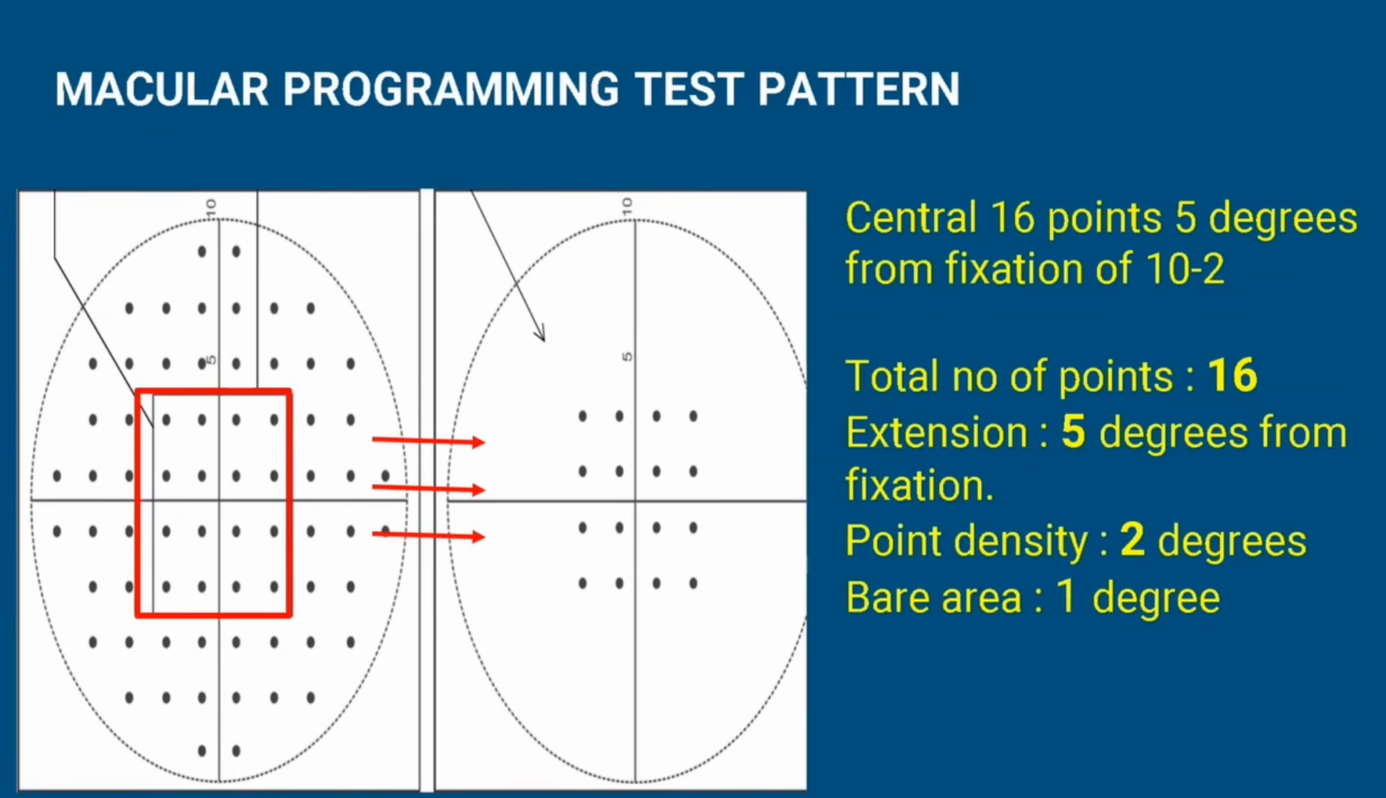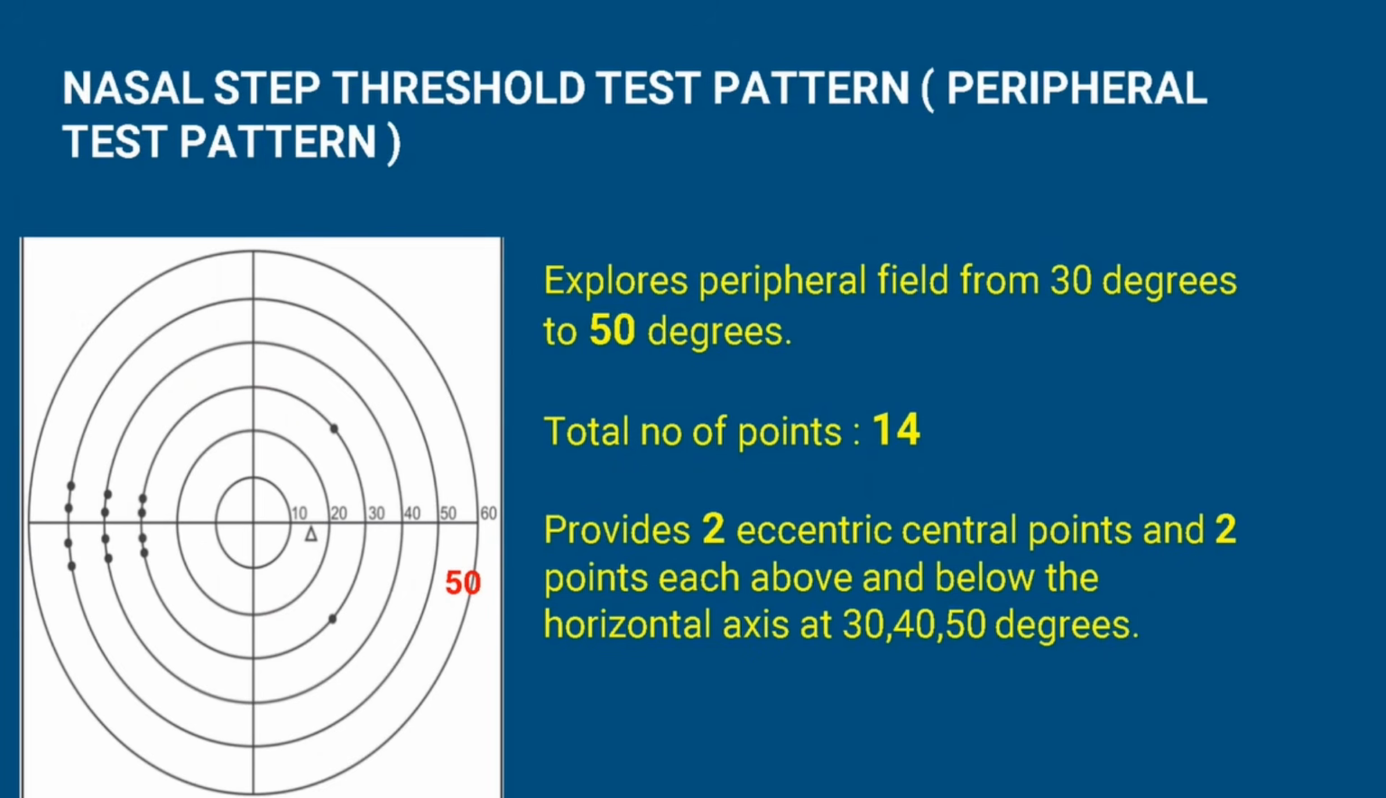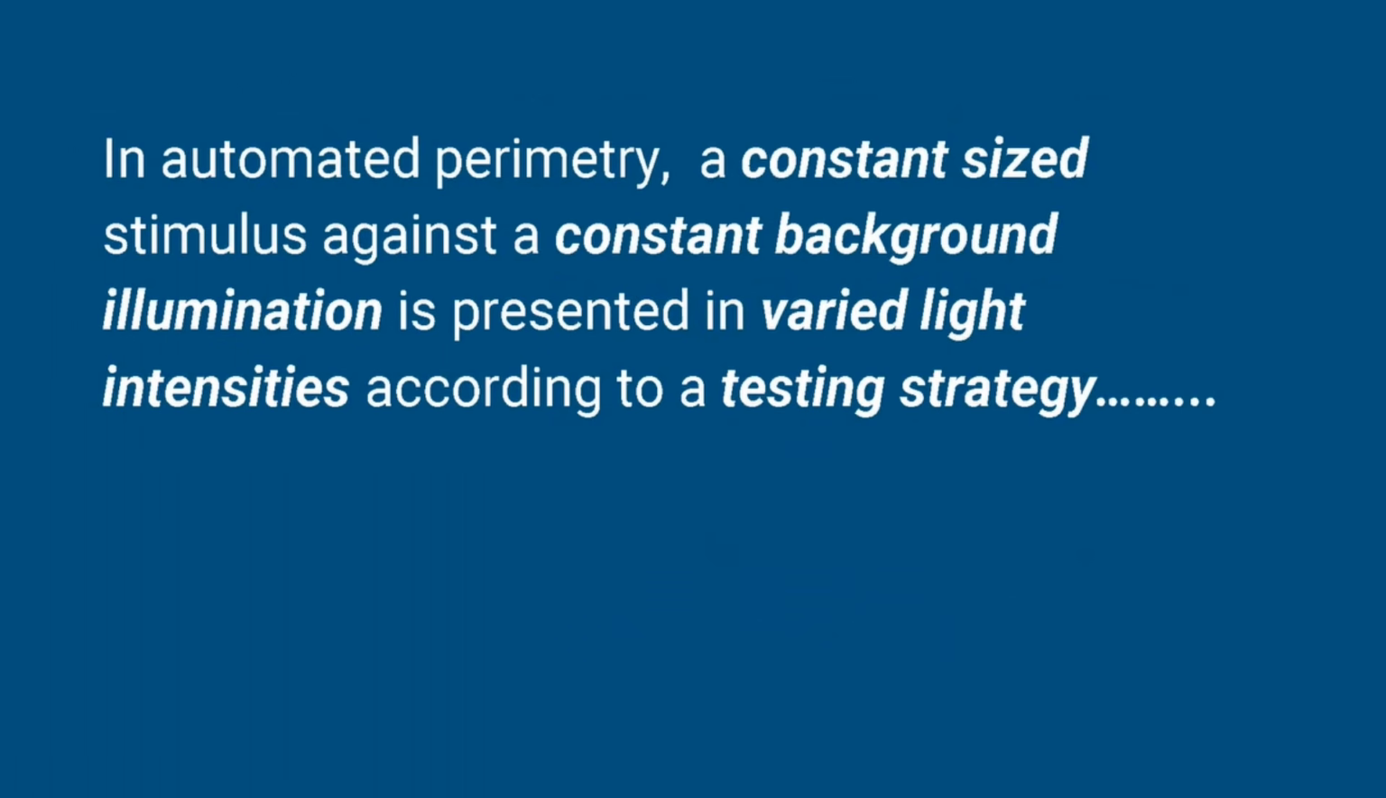The macular programming test pattern. It is nothing but the central 16 points of 10-2 in the 5 degree area. The point density is 2 degrees and the bare area is 1 degree. Nasal step threshold test pattern. It is a peripheral test pattern. It provides 2 eccentric central points and 2 points each above and below the horizontal axis at 30 degrees, 40 degrees and 50 degrees respectively.